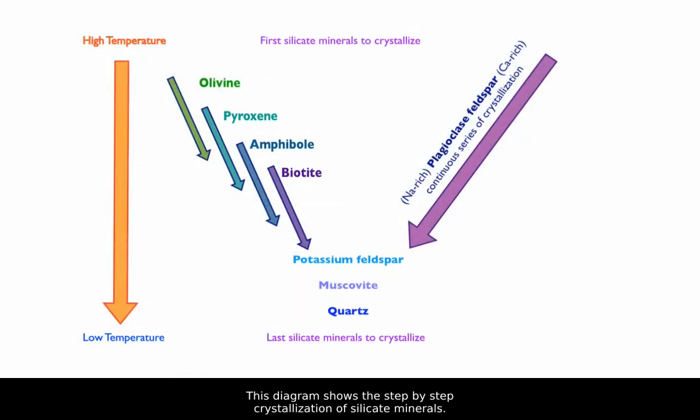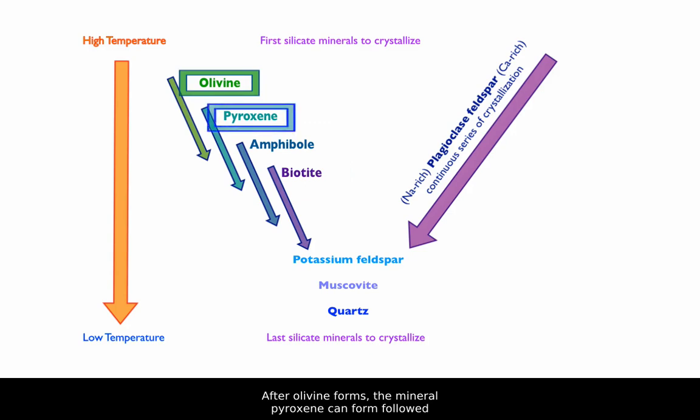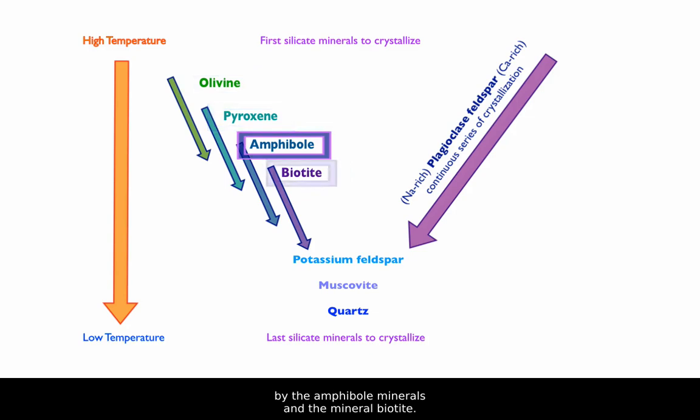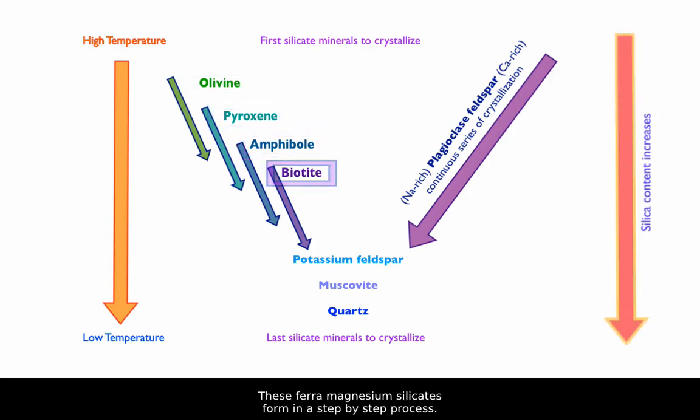This diagram shows the step-by-step crystallization of silicate minerals. Olivine has a very high melting crystallization temperature and is one of the first minerals to crystallize from a magma. After olivine forms, the mineral pyroxene can form, followed by the amphibole minerals and the mineral biotite. These ferromagnesian silicates form in a step-by-step process.